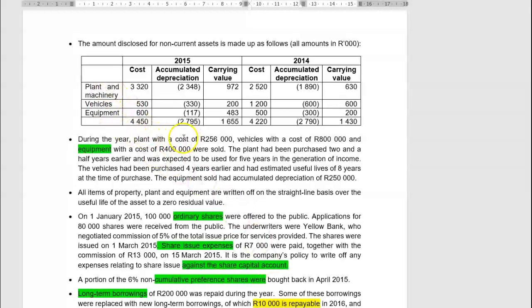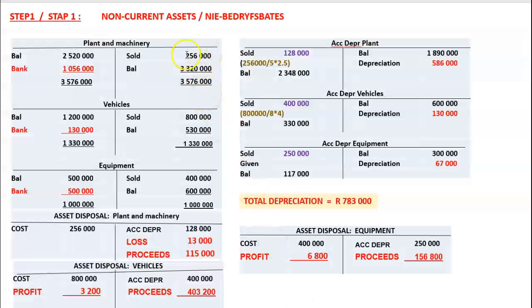During the year, plant with a cost of 256,000 and vehicles with a cost of 800,000 and equipment with a cost of 400,000 were sold. So let's transfer all of those costs to their respective asset disposal accounts. We're going to open up an asset disposal account for plant, and we're going to remove out of the cost price 256,000 and put it to the asset disposal account of plant.